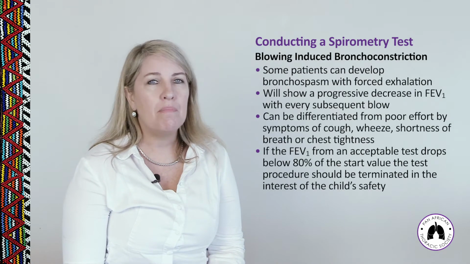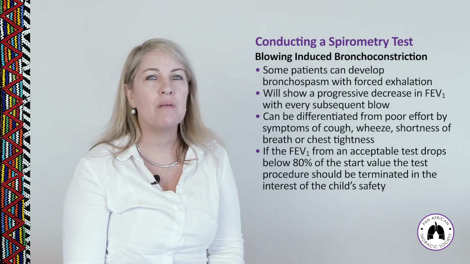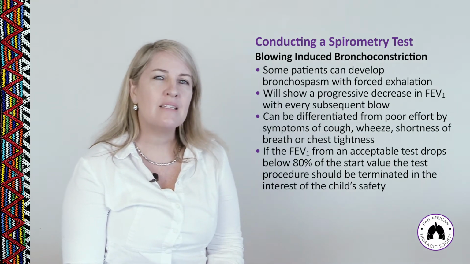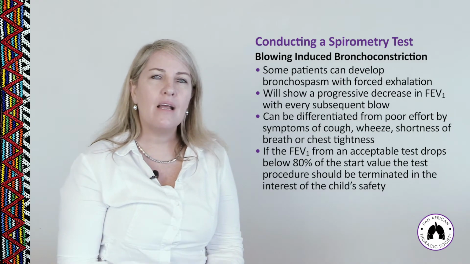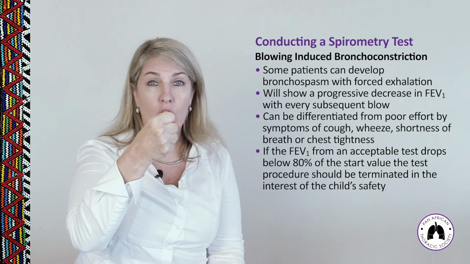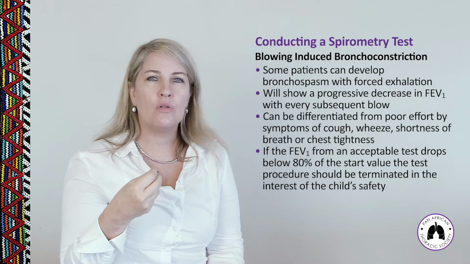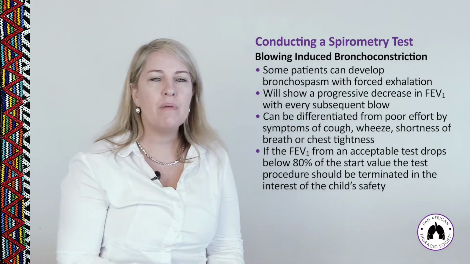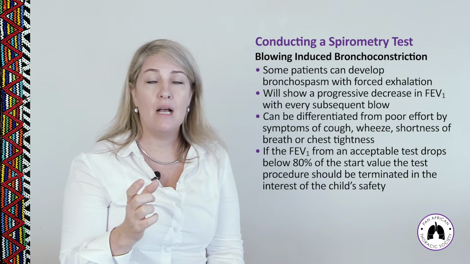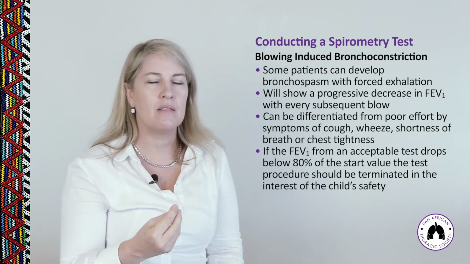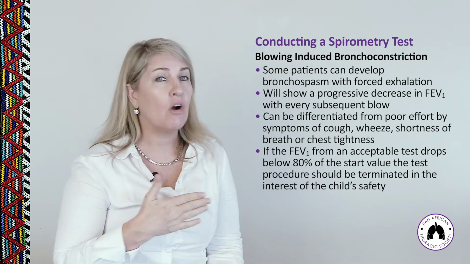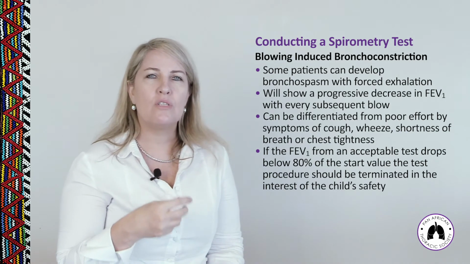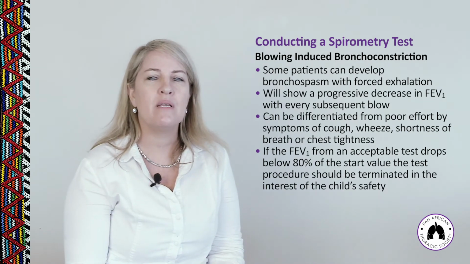The first one that can't be helped by the child, but that the technician has to be aware of, is blowing-induced bronchoconstriction. So some patients, as they're blowing with effort like that, that can cause the airway to bronchoconstrict, to close a little bit. And in these children, the FEV1 will become lower with each subsequent blow. So this picture can be differentiated from poor effort, as the child will usually become symptomatic at the same time. They will become short of breath, they might cough a little bit, wheeze. You usually see them becoming a little bit distressed or a little bit tight, you can actually hear the wheeze when they do this.